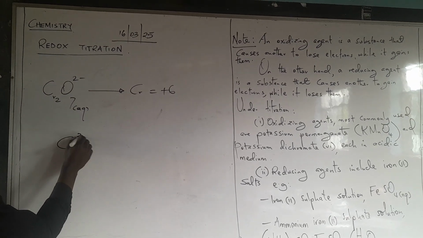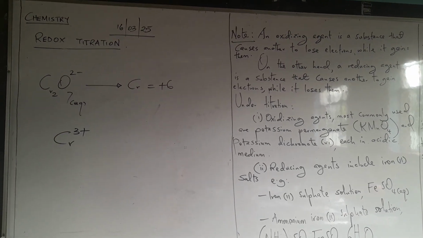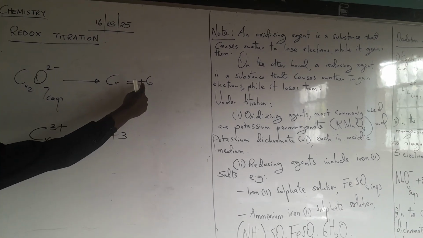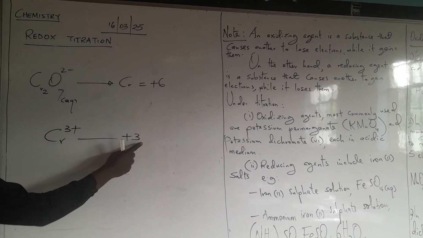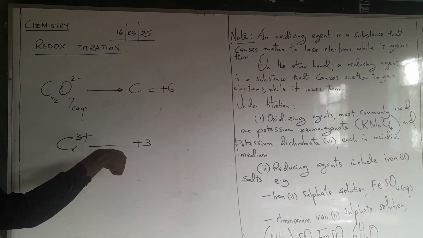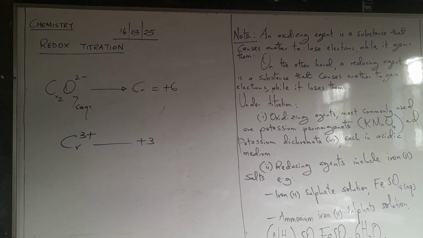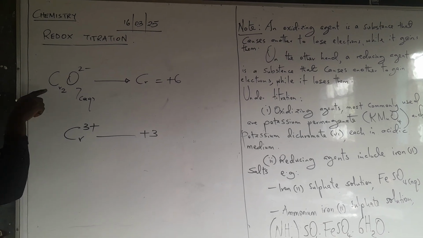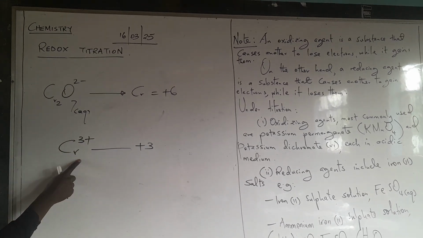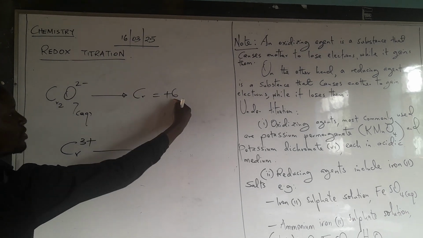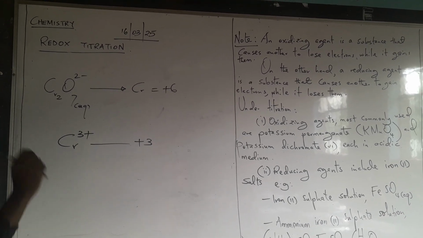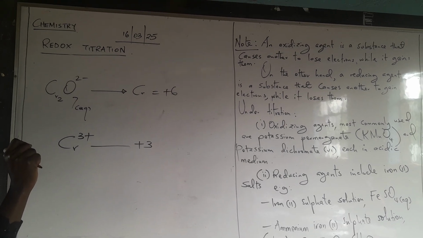But now it's going to be reduced from dichromate 6 to chromium 3. So that we have this one. The oxidation number is positive. So we are moving from an oxidation number of 6 to an oxidation number of 3. So a decrease in oxidation number, that is reduction. So we say dichromate 6 ion is reduced to chromium 3. How many electrons are needed here? 3 electrons, for each chromium ion.